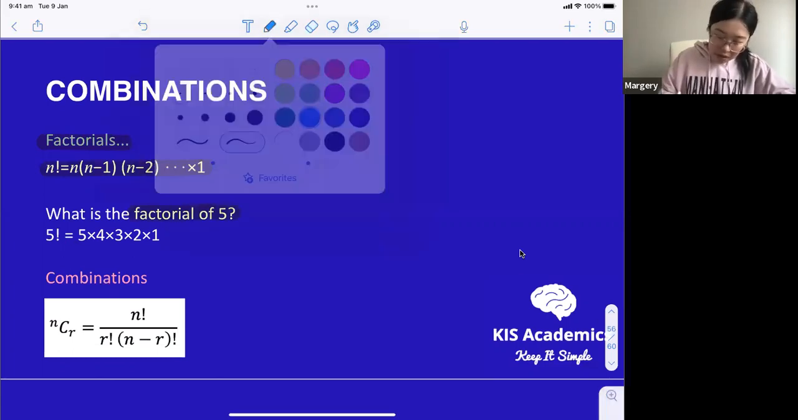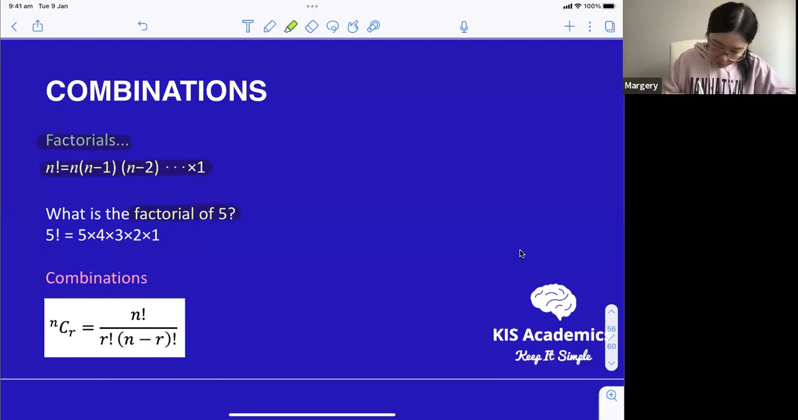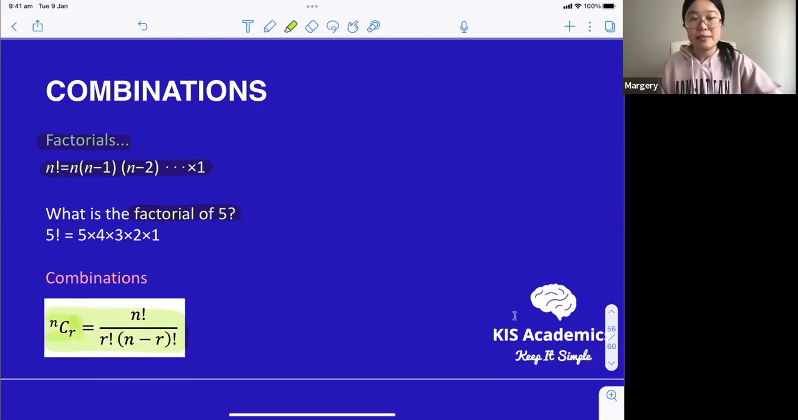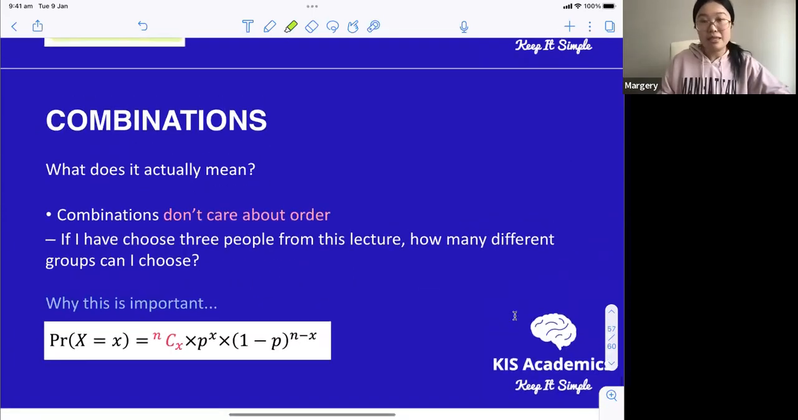In terms of our combinations formula, we can represent it as nCr, where n is the total number of objects we have, and r is what we're choosing out. That is equal to n factorial divided by r factorial times (n minus r) factorial. We'll look at an example to use this formula. The reason this formula is important is because it is used quite a fair bit in probability and discrete binomial distributions.